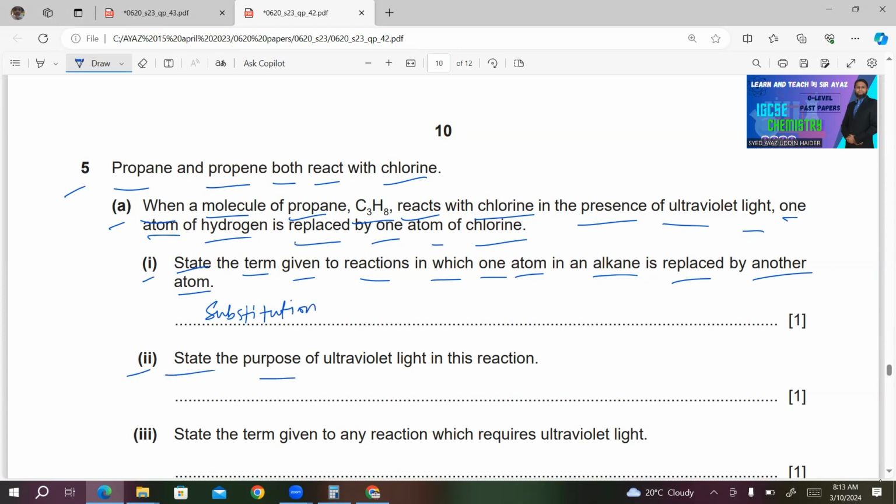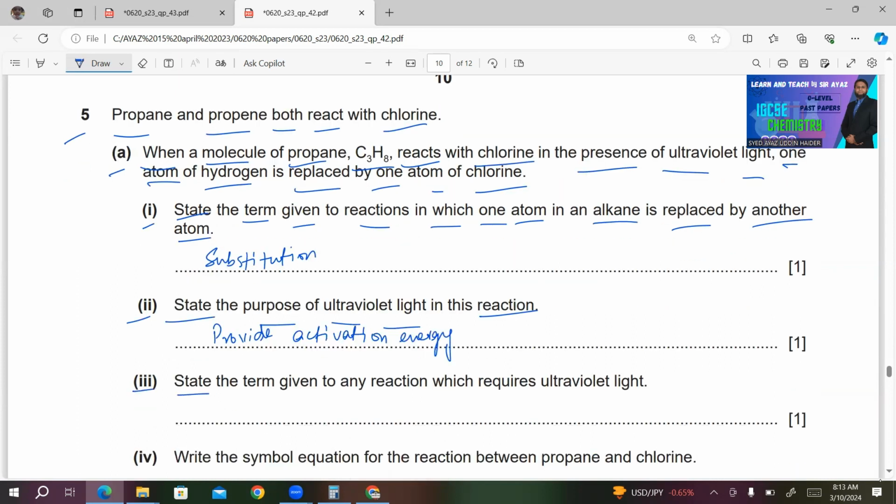Number 2, state the purpose of ultraviolet light. It's providing activation energy. Number 3, state the term given to any reaction which requires ultraviolet light. We call it photochemical reaction. The reaction catalyzed by light, photochemical reaction.